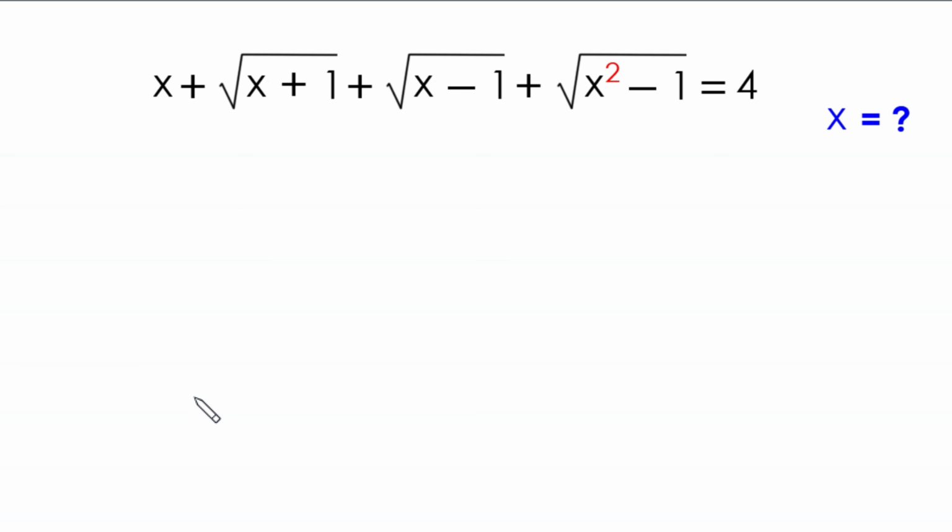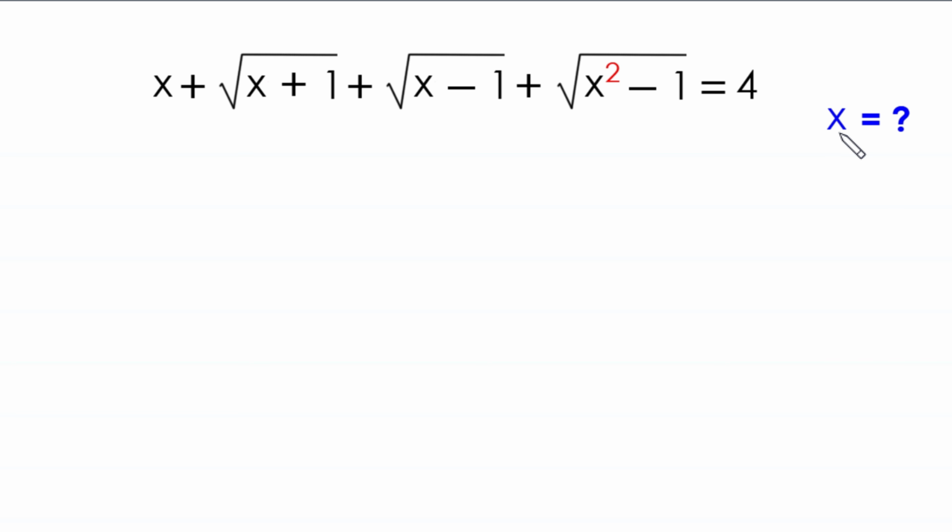Hello everyone, welcome to how to solve this very nice radical equation: x plus root x plus 1 plus root x minus 1 plus root x squared minus 1 equal to 4. Our job is to find all possible values of x.